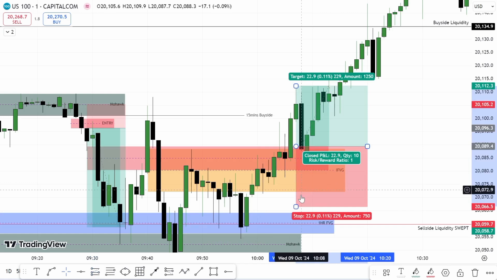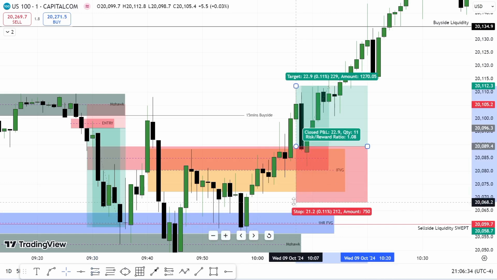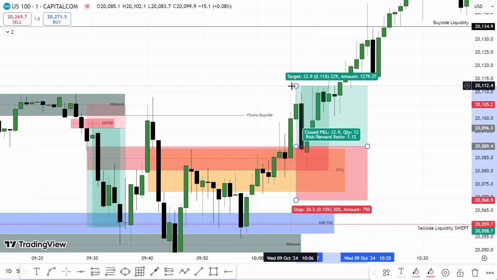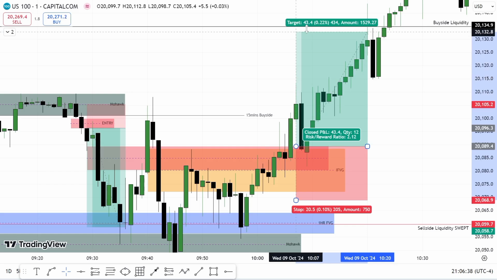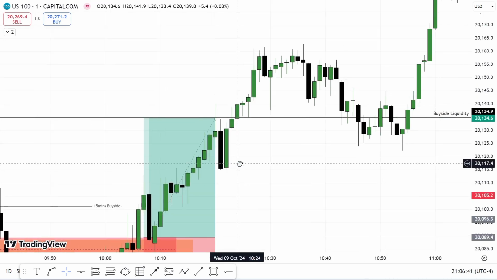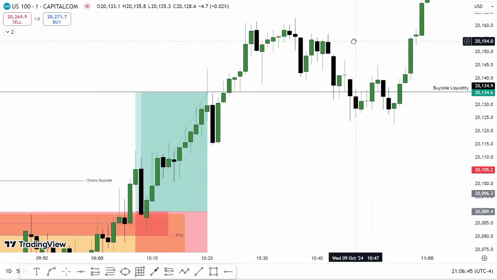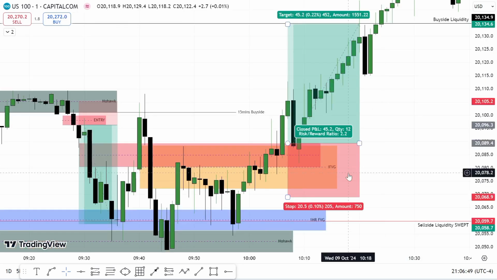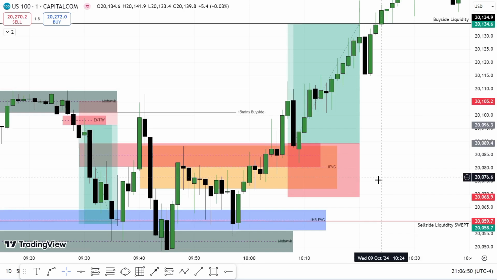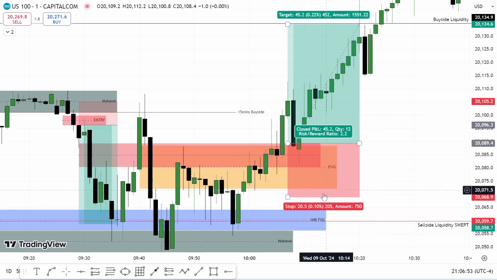here. The stop loss would just be below this inversion fair value gap, and this buy side liquidity would be the target, even if it went a lot more higher than that, right? So this would be the target right here, and this is how the stop placement would be, just below this inversion. You don't want to see it trade below this inversion here.